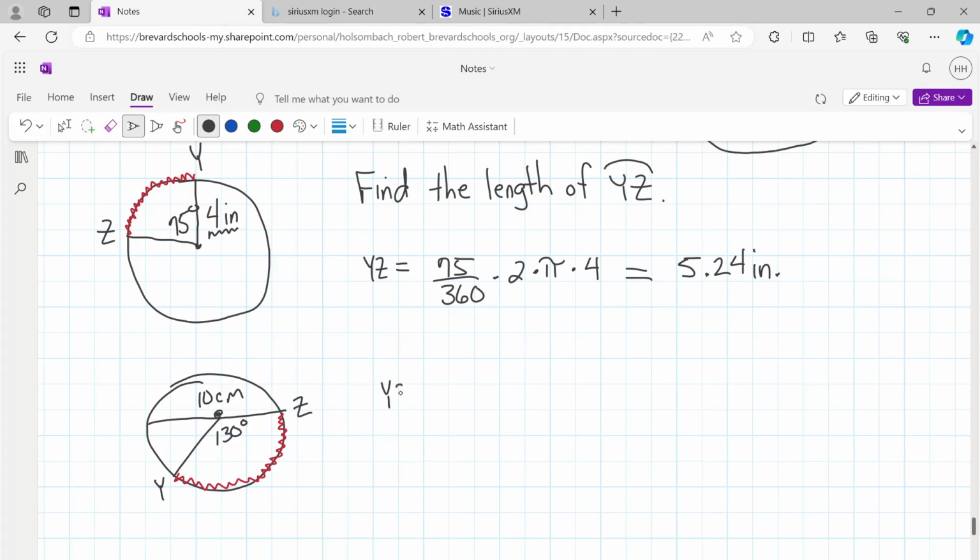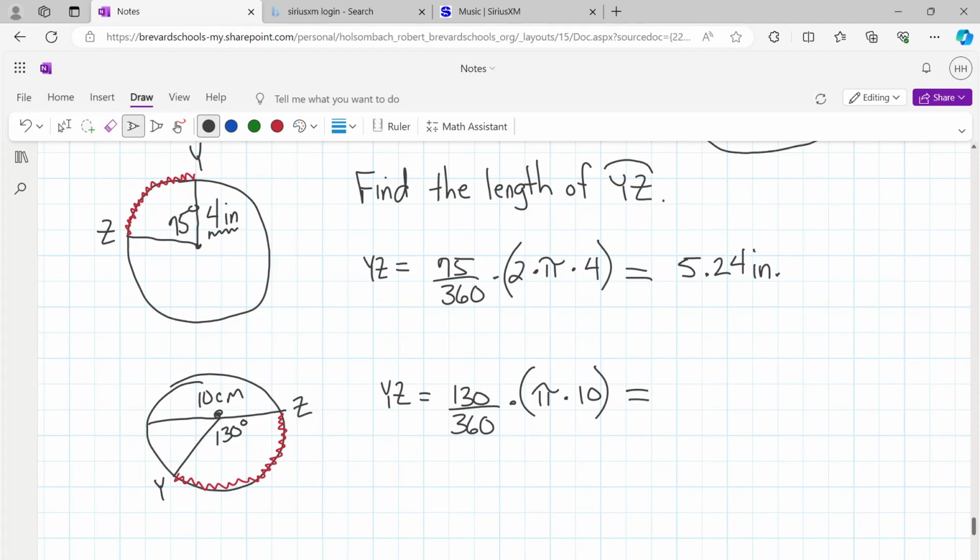So YZ is equal to 130 over 360 times, you can use 2 times pi times radius if you want, but don't use 10 for the radius because the radius isn't 10, is it? The radius is 5. So I'm just going to use pi times diameter. This portion of the formula is circumference. There are 2 formulas for circumference. If you're given the radius, use the radius formula. If you're given the diameter, use the diameter formula. It's just a couple fewer buttons you have to type.